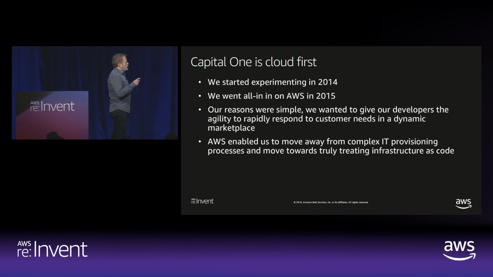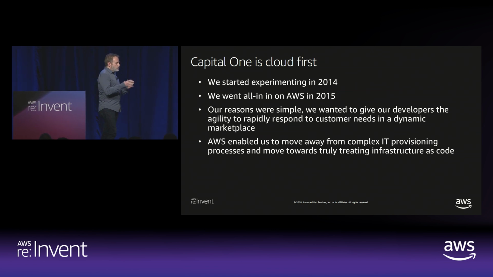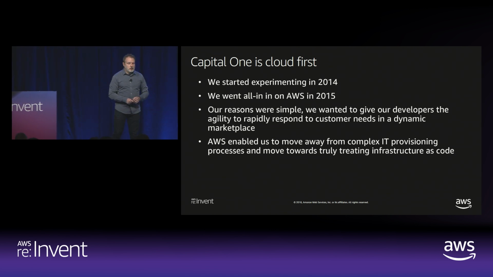Capital One is also, as part of being a technology company, cloud first. We really started experimenting with this way back in 2014, which seems like forever ago. And with some of the features that were launched that year at re:Invent, we decided to go all in on AWS. So in 2015, we basically said, you know what, we're giving up our data centers, we're moving to the cloud. So we are almost there. We're hoping to shut down the last of our data centers next year.